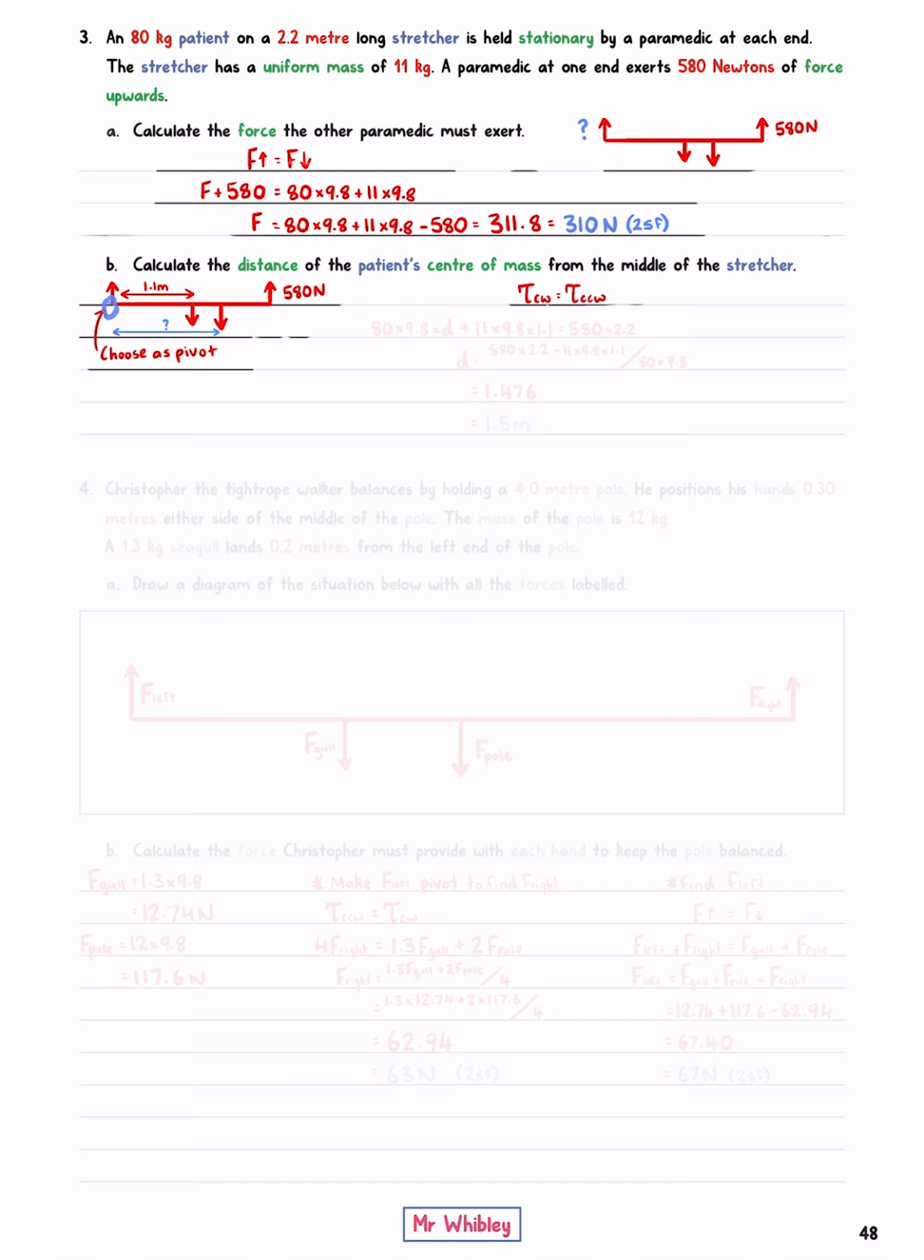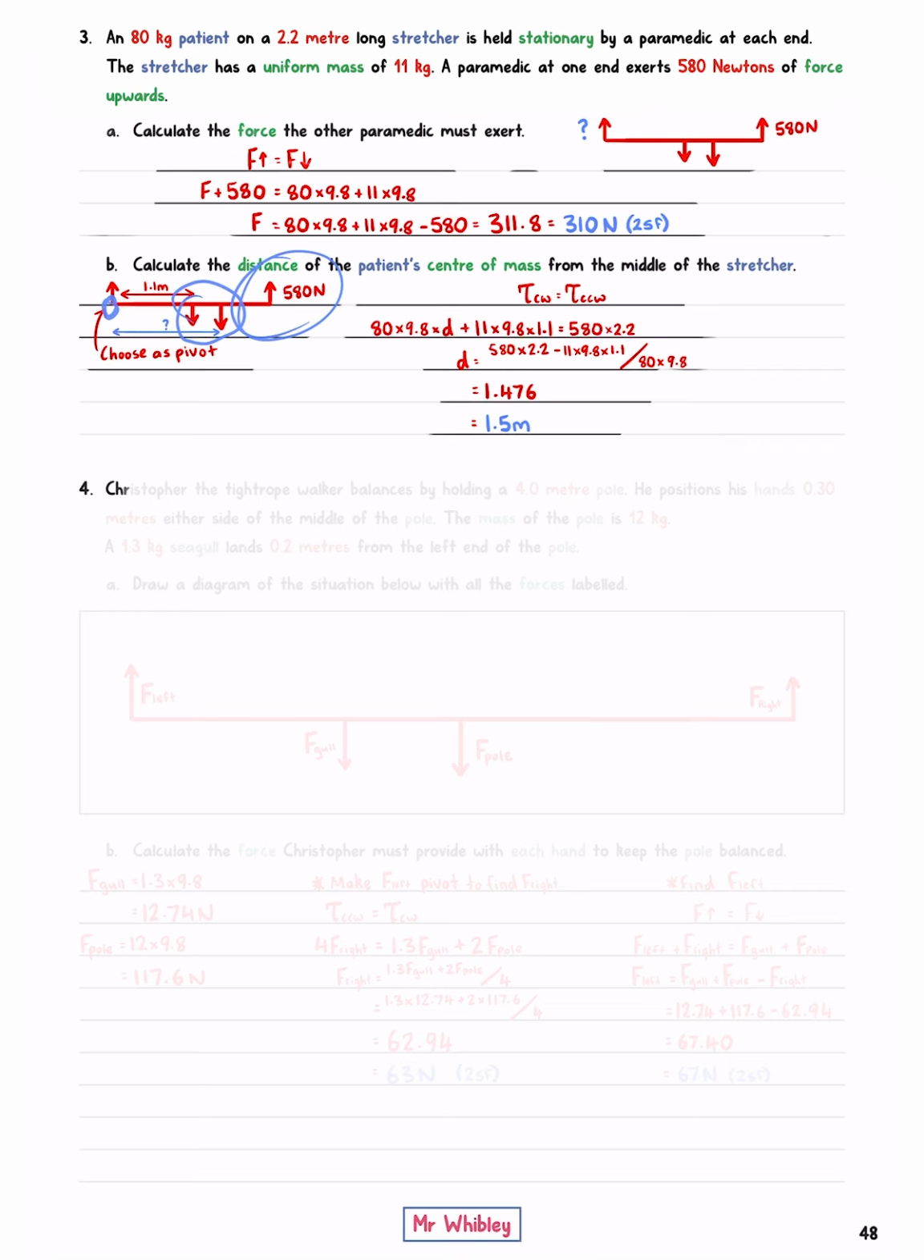With this end as our pivot, our clockwise torques are from our two gravitational forces, so we can substitute their forces, which are their masses times gravity, and multiply that by their distances. Our only counterclockwise torque is from the paramedic at the end. They provide a force of 580 at the other end of the stretcher, which is 2.2 meters. We can solve this for D by subtracting 11 times 9.8 times 1.1 from both sides, and then dividing both sides by 80 times 9.8. That gives us 1.476, or 1.5 meters to two significant figures.